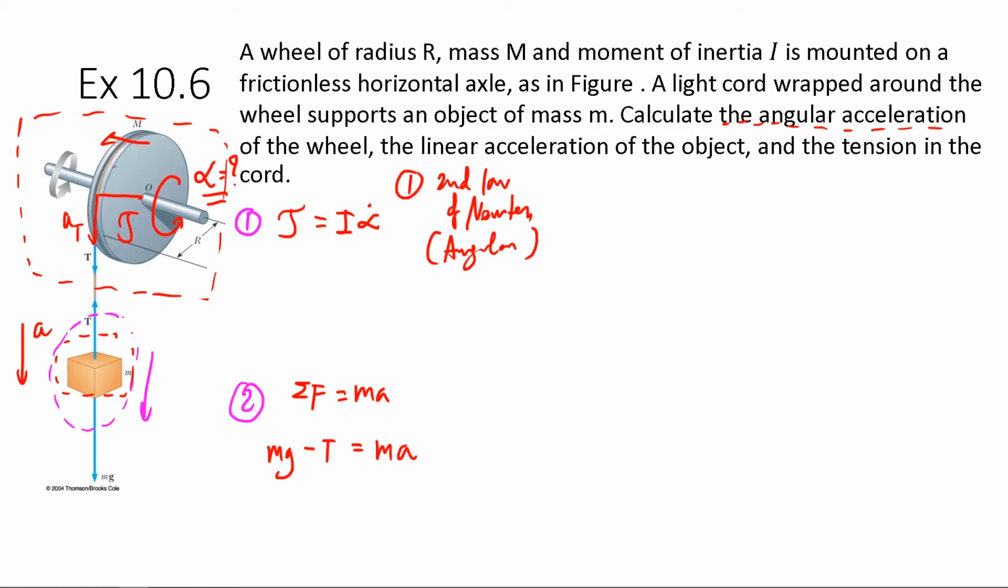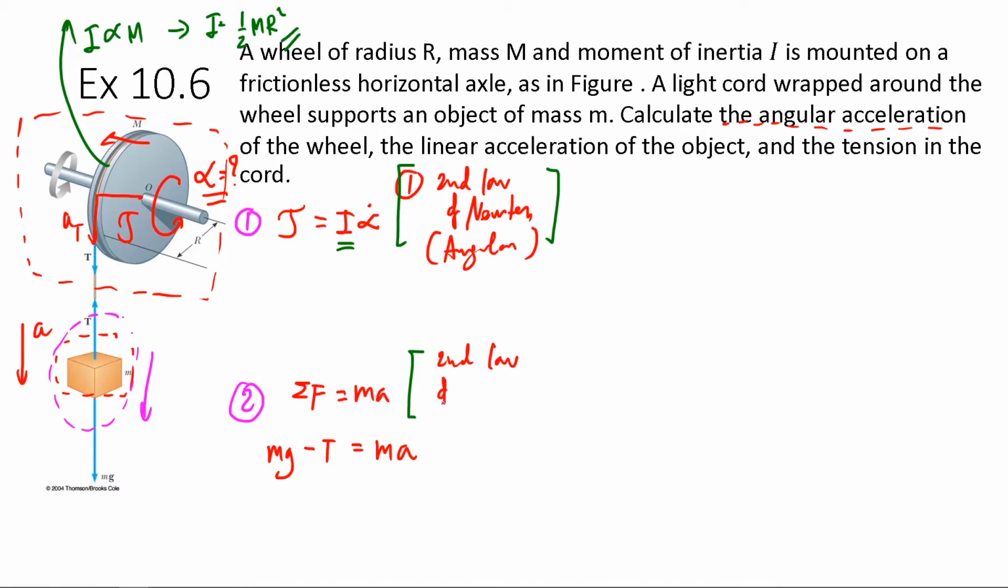With this part, you will know that the I here is related to the mass m. Since you already know that I equals one half m r squared, we will note this and identify it later, but for now I will keep it as I. This is from Newton's second law from the angular point of view, and this is Newton's second law from the linear point of view. So you have these two relations and try to solve for the angular acceleration.